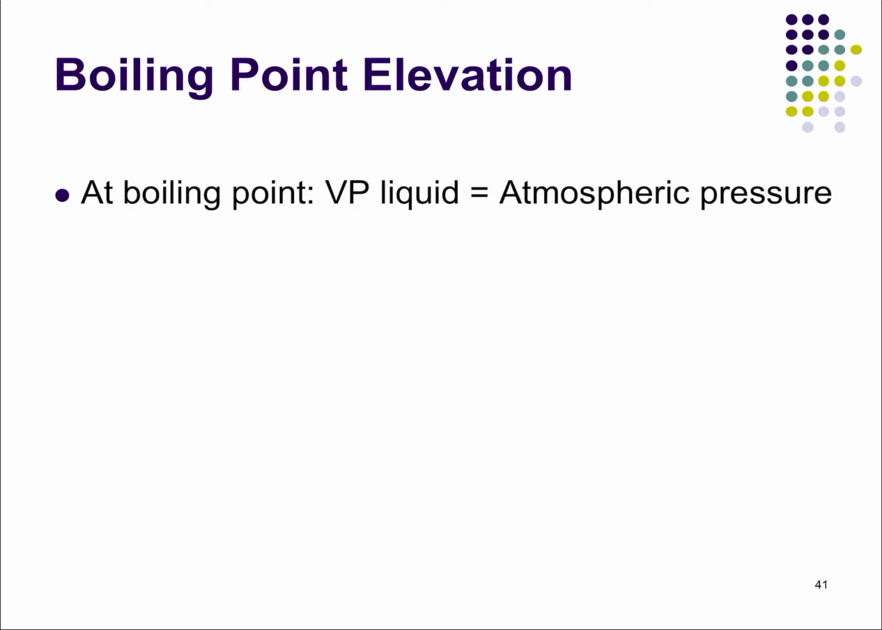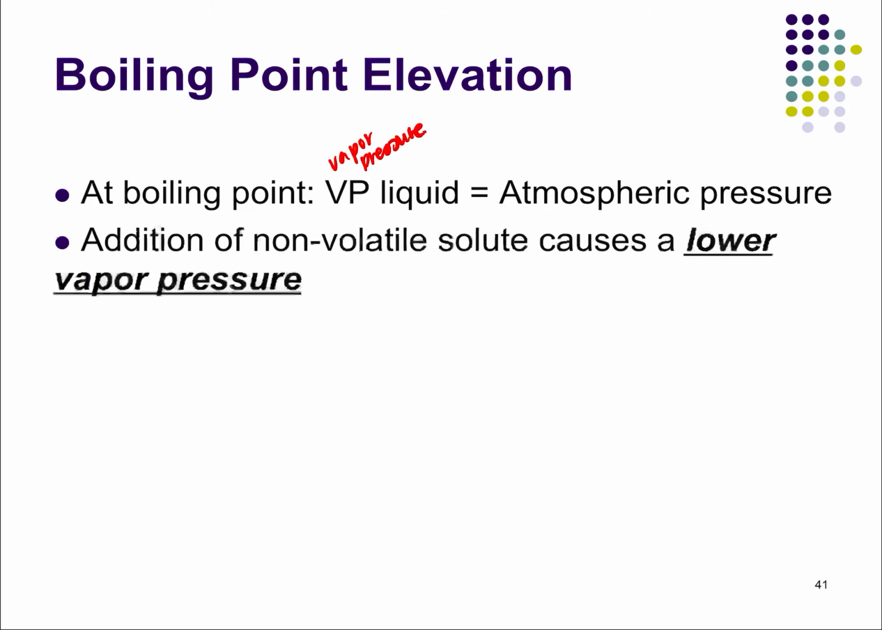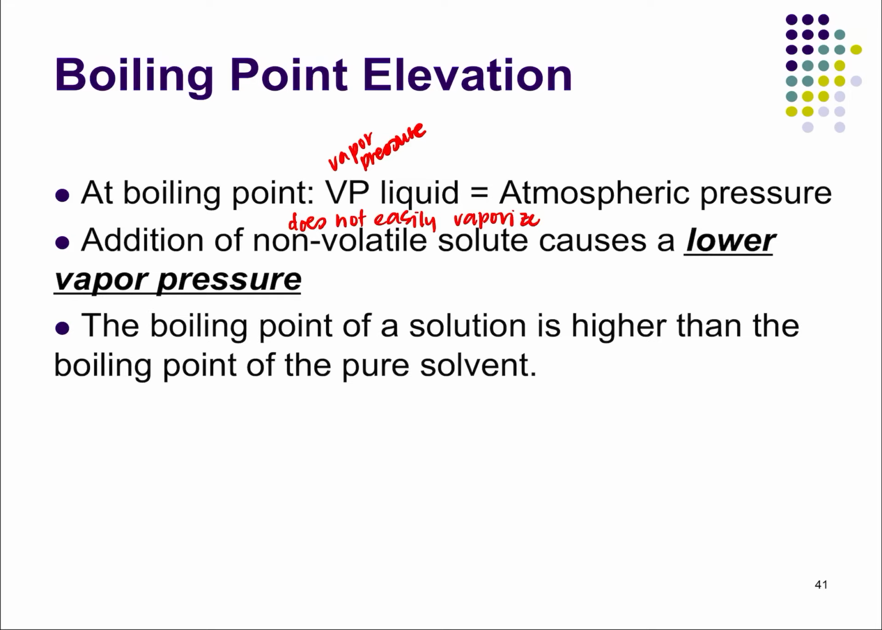So the last colligative property that we talk about is boiling point elevation. At boiling point, the vapor pressure of the liquid is equal to atmospheric pressure. So addition of a non-volatile solute, non-volatile meaning it does not easily vaporize, causes a lower vapor pressure. The boiling point of a solution is higher than the boiling point of the pure solvent, which means that boiling point is increased.